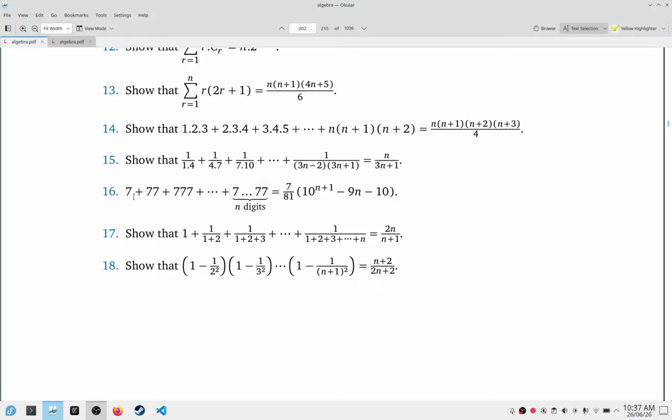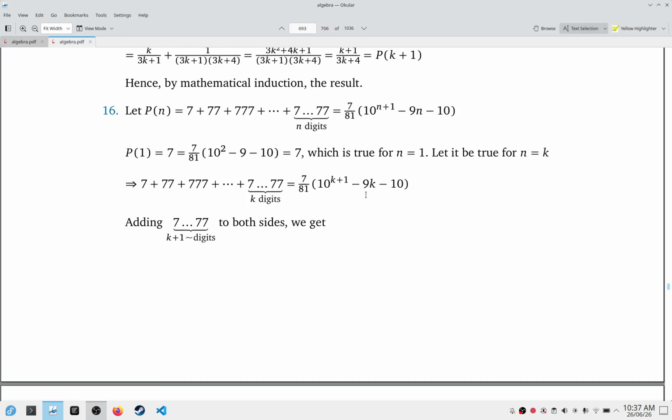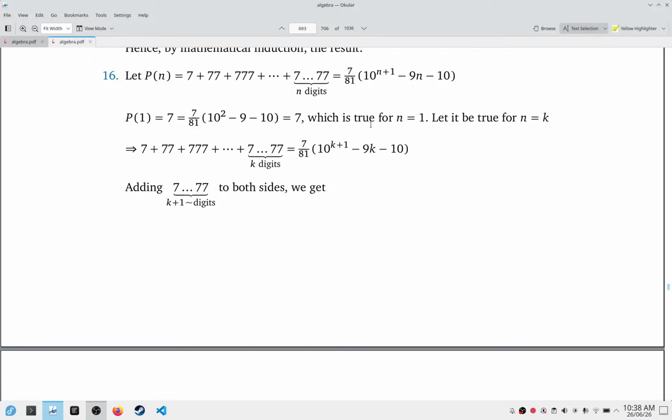Now we move on to question 16, which says that 7 plus 77 plus 777 up to n digits is equal to 7 by 81 times (10 raised to the power n plus 1 minus 9n minus 10). So as usual, we let it to be equal to Pn and we put n is equal to 1. Left hand side is 7, right hand side is 7 by 81 times (10 square minus 9 minus 10). So 10 square is 100 minus 9 is 91 minus 10 is 81. 81 get cancelled. So 7 is equal to 7. So it is true for n is equal to 1.